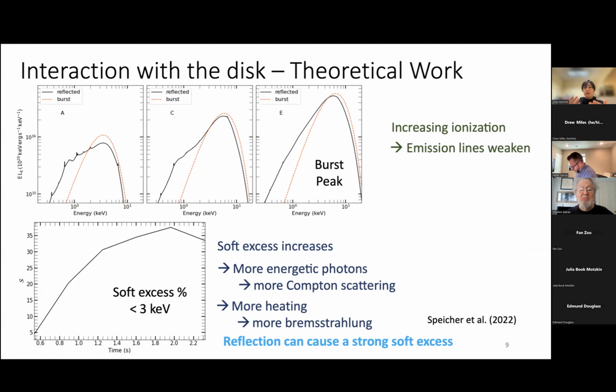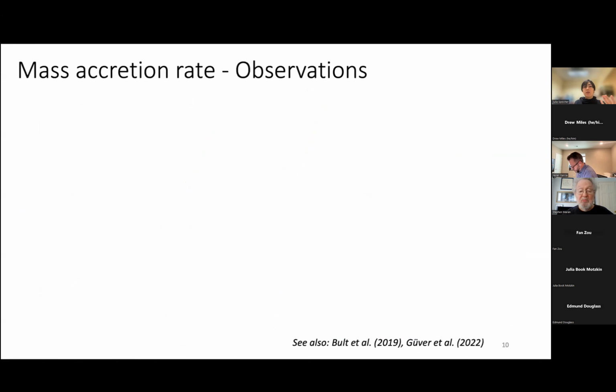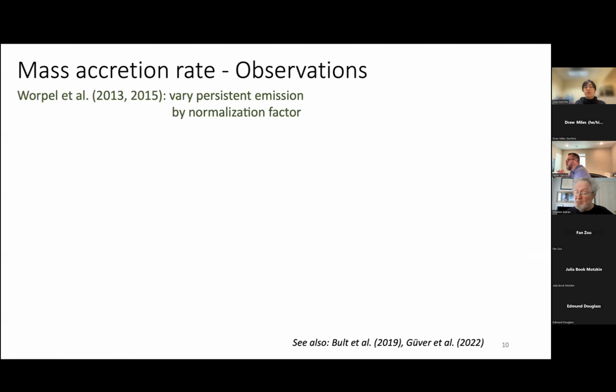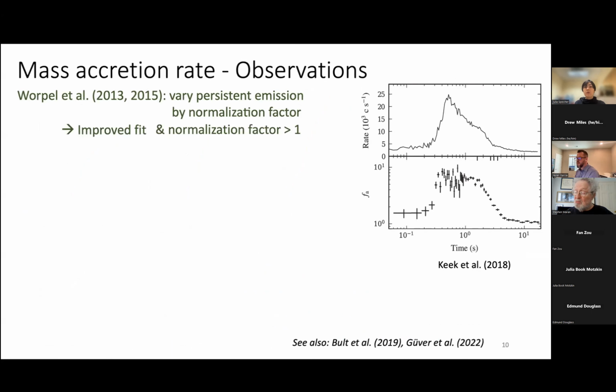Another reason for the observed soft excess during bursts is the increase in the mass accretion rate, which I will talk about now. In 2013 and 2015, Worpel et al. tried fitting the persistent emission with a variable normalization factor. And we found that using such a variable normalization factor not only improved the fit, but that this normalization factor also often exceeded 1. An example of this use of a normalization factor can be seen in this figure here by Keek et al. from 2018.